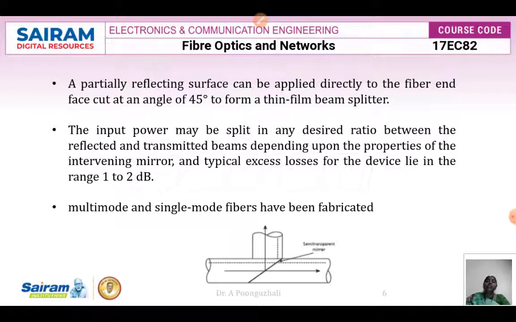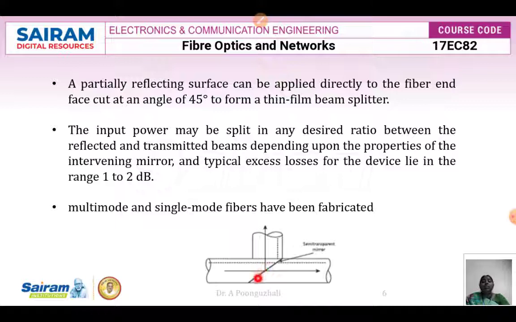So here, the other one is we are going to use a partial reflecting beam. A partial reflecting surface is going to be applied directly on the fiber. So this is your fiber, this is your fiber core axis. We are going to have a partially reflecting mirror that is going to be cut at an angle. It is going to be applied to the fiber end face at an angle of 45 degrees.